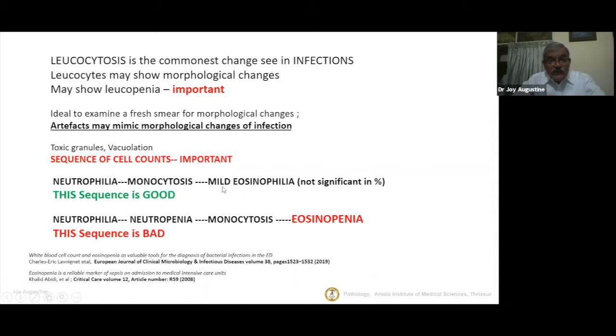Neutrophilia, monocytosis, mild eosinophilia: this is a very good sequence. This means that the patient is likely to do well. But if you find neutrophilia, then neutropenia, monocytosis, and eosinopenia, this is not a good sign at all. It means that the patient is going from bad to worse. So this is a sequence which we all should understand and remember. And actually, the clinicians should also be conscious of this.